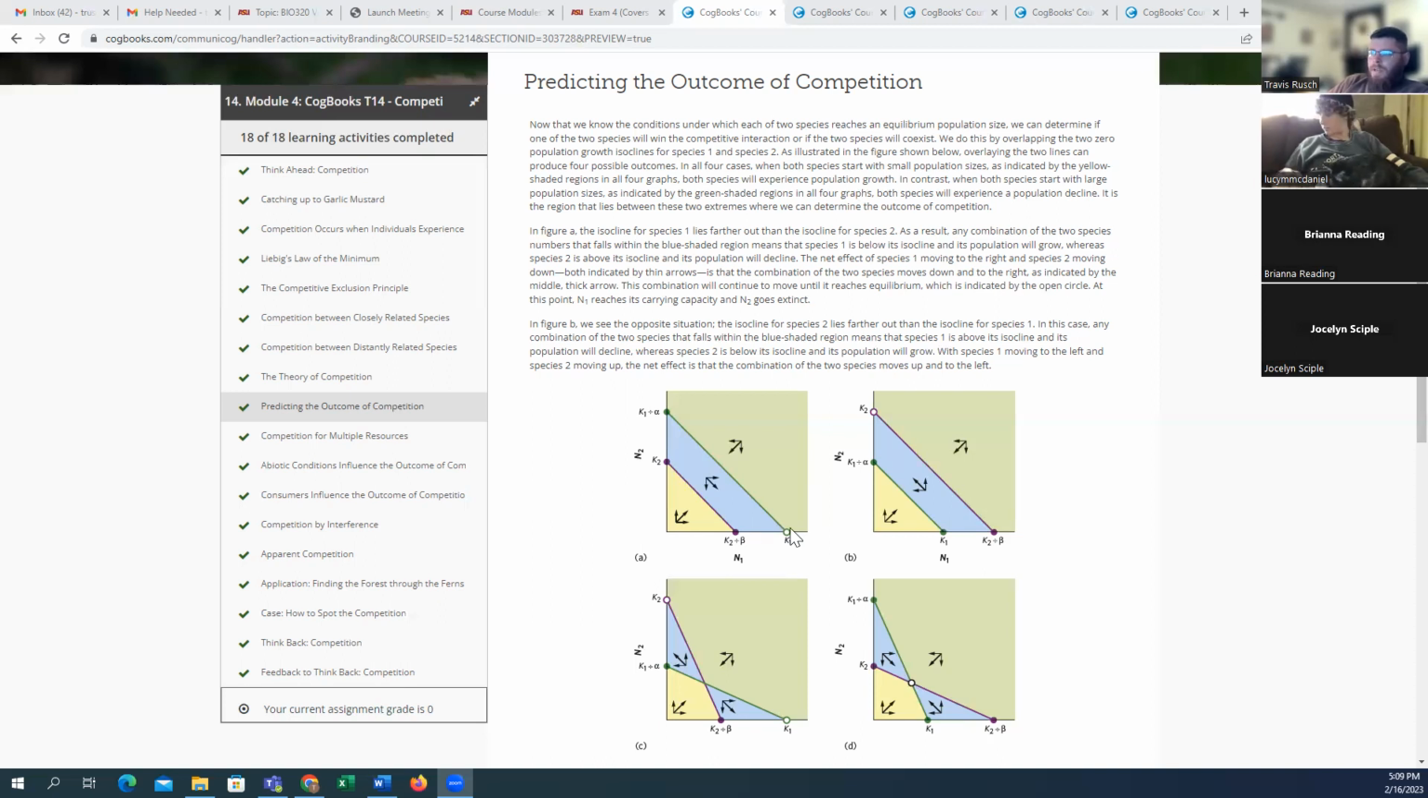Are there any questions on how to interpret what's going on in this figure? And then conceptually, what's happening in figure B then? What's the outcome of competition in figure B?